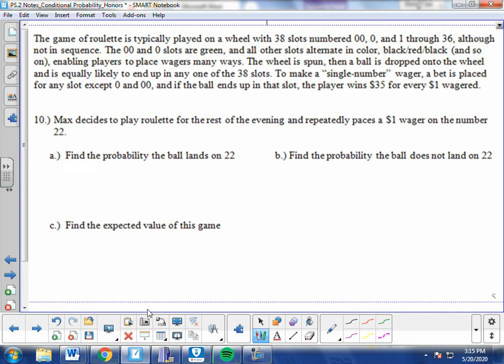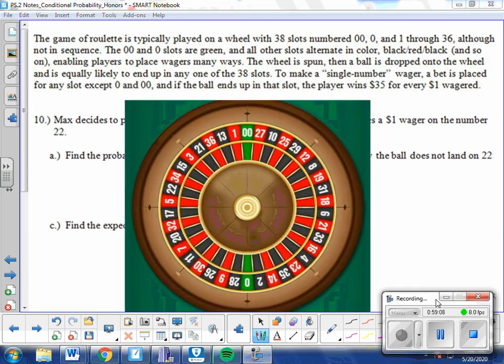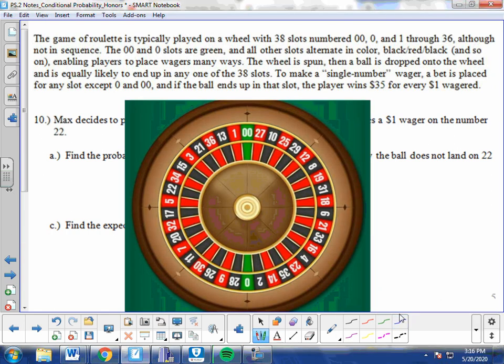This example is about the game roulette that is played in casinos. The game of roulette is typically played on a wheel with 38 slots, numbered 0, 00, and 1 through 36. So here you can see an example of a roulette wheel. You can see those numbers there. The numbers are not in sequence.